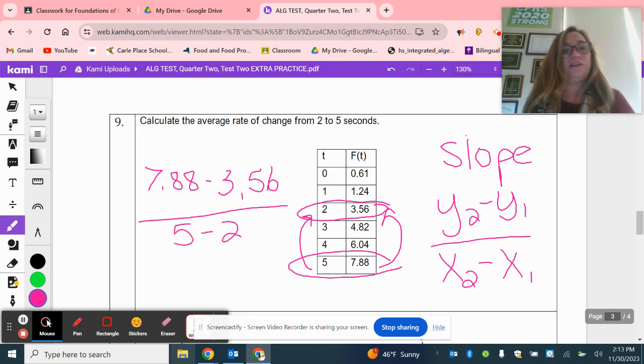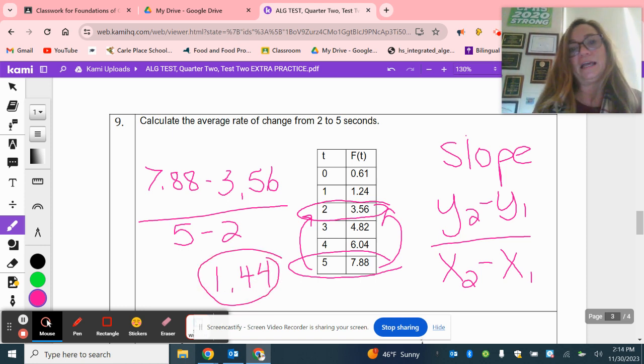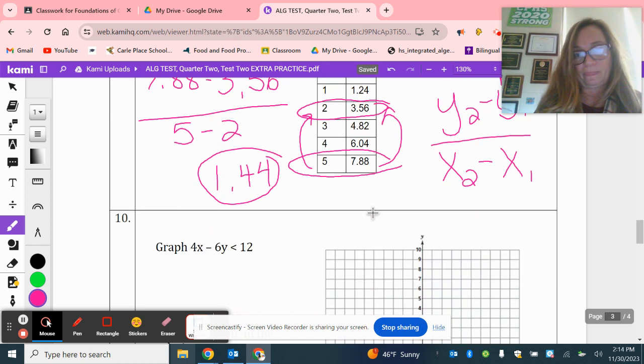And then you just put that in your calculator, okay? Oh, alpha x gives me the fraction, 7.88 subtraction 3.56 over 5 subtraction 2. Enter. 1.44. The 1.44 should make sense to you because it looks like the function is increasing.